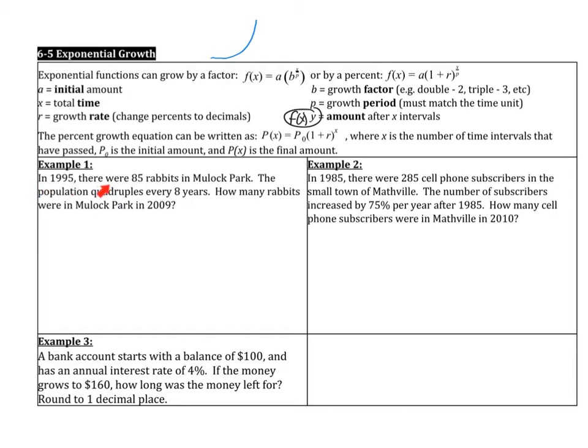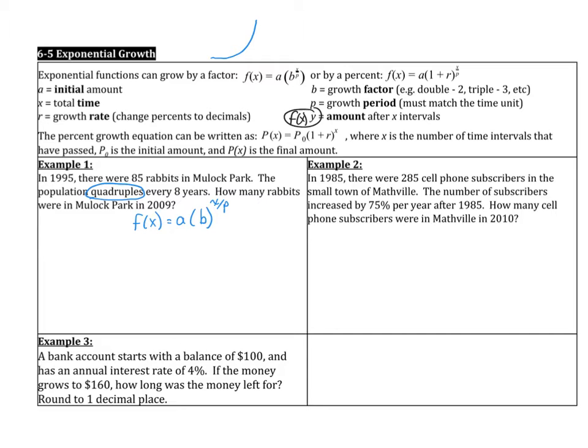In 1995, there were 85 rabbits in Mulock Park. The population quadruples every 8 years. How many rabbits were there in Mulock Park in 2009? So because this is quadrupling, we're going to be using the first formula. So it's going to be f of x equals a times b to the x over p.